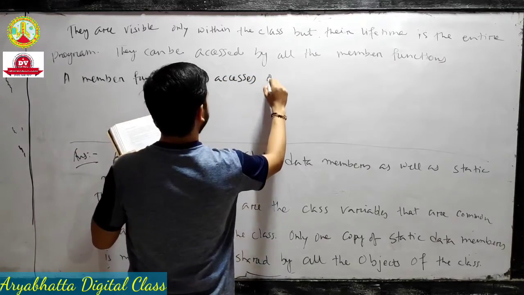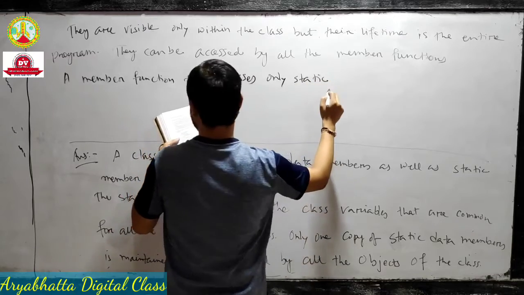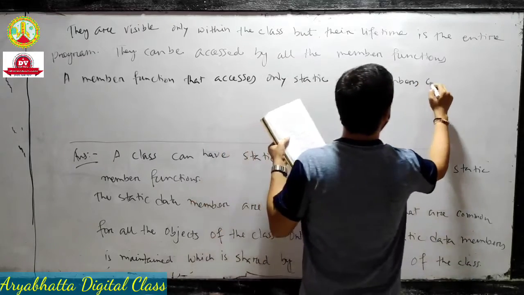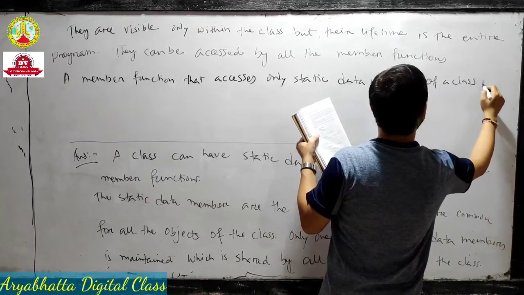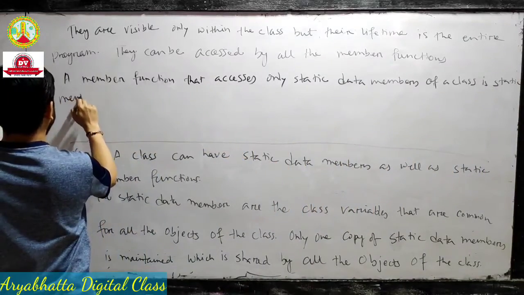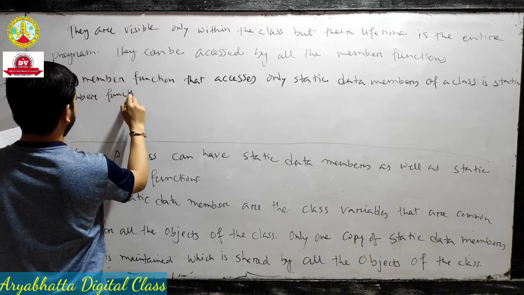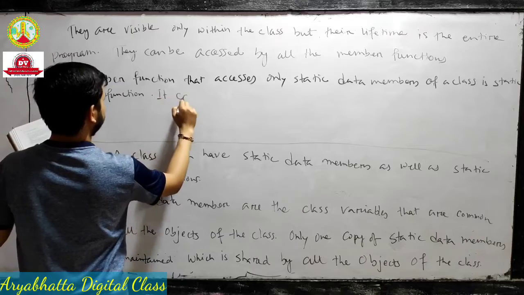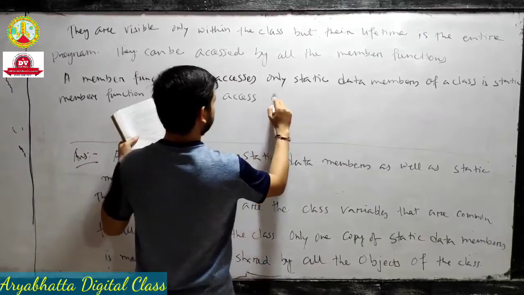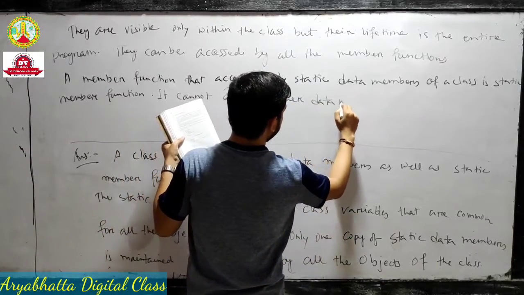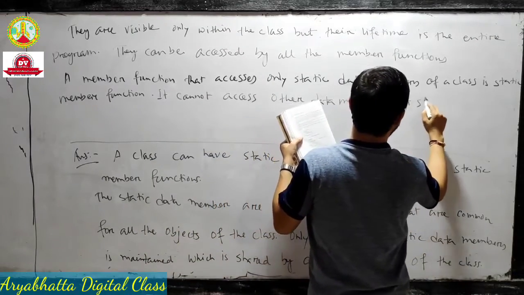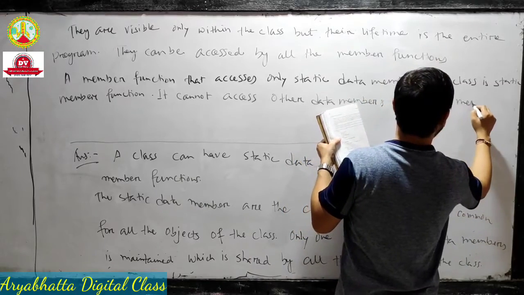that accesses only static data members of a class, a static member function, cannot access other data members but static members.